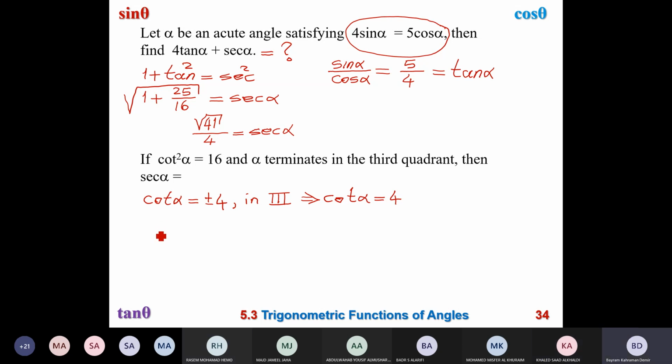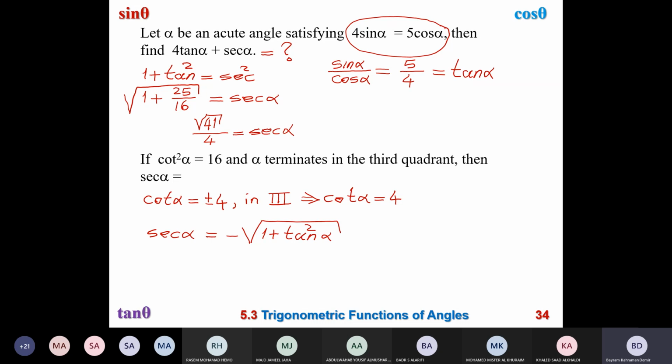As you see in the previous question, how did we find the sec alpha? It is negative root of 1 plus tangent squared, right, Shabab? Yes. So sec is the negative of the root. Why did I choose negative, Shabab? Because of the third quadrant. Yes, alpha is in the third quadrant, so sec is negative.